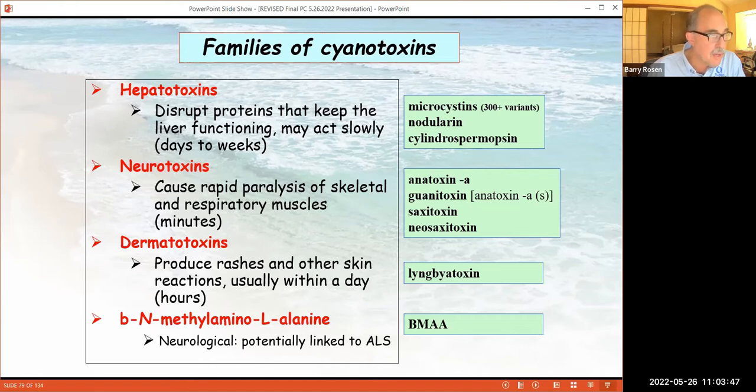Then you have toxins that just hurt your skin. They're called dermatotoxins. They produce rashes, and some people are very sensitive to this. And then the last compound that I'm going to talk about is BMAA. It's potentially, and I underscore potentially, linked to ALS and other neurodegenerative diseases like Alzheimer's and Parkinson's. But it's still potential because there's a lot of work to be done on that.